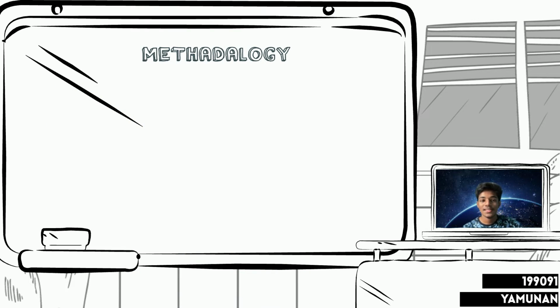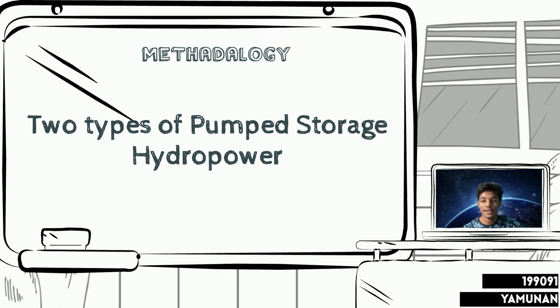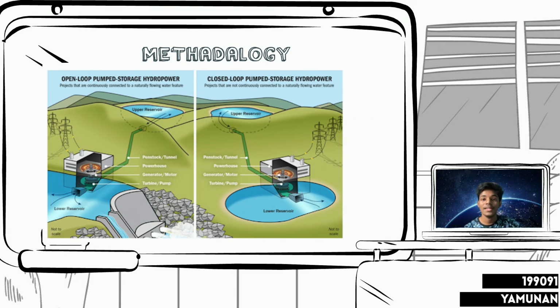As you can see, these are two types of pumped storage hydropower system. The first one is the open-loop pumped storage hydropower, and the second one is the closed-loop pumped storage hydropower system. The first one is called open loop because there is a continuous flow of natural water, while the second one is called closed loop because there is no continuous flow of natural water, as you can see from the picture.